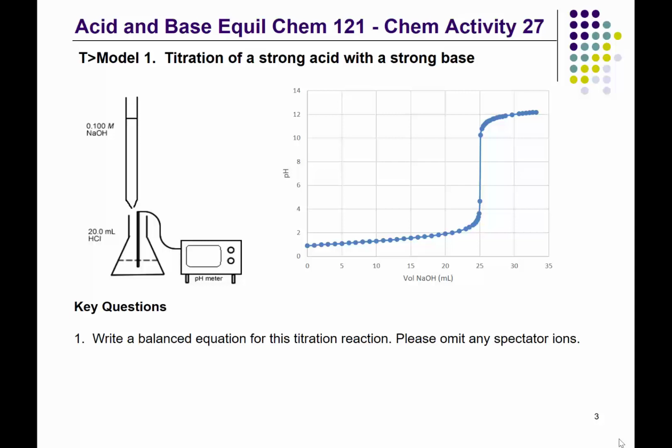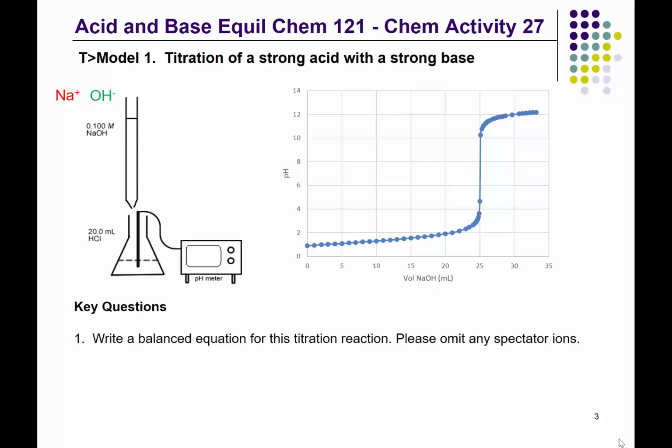The first question asks us to write the balanced equation for this titration reaction and also to omit any spectator ions. So who are the spectator ions? Let us be reminded that when we say 0.1 molar sodium hydroxide, there are sodium ions and hydroxide ions. We're not concerned about the sodium ions, as they do not participate in the reaction. They are therefore spectator ions. It is the hydroxide ions that are the important ions for this titration, and we know that their original concentration is 0.1 molar, as sodium hydroxide is a strong base.